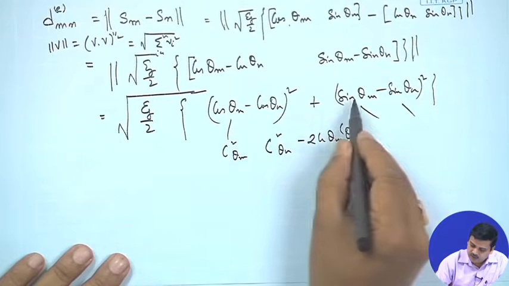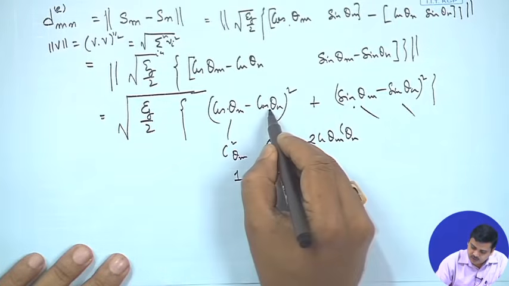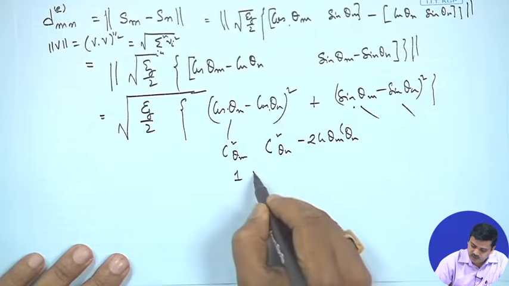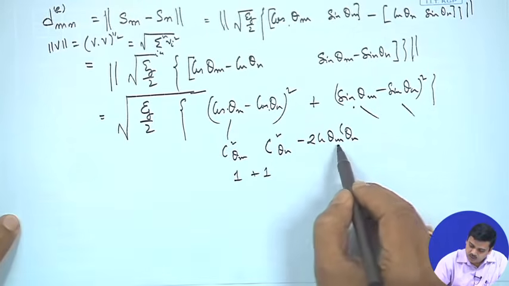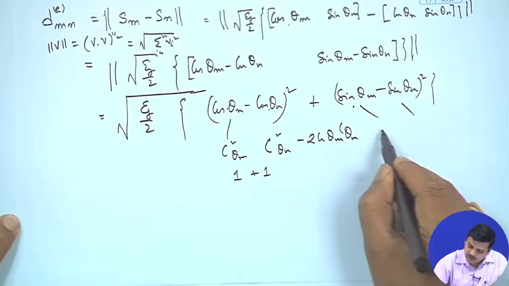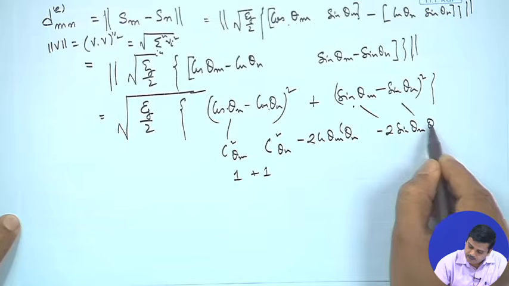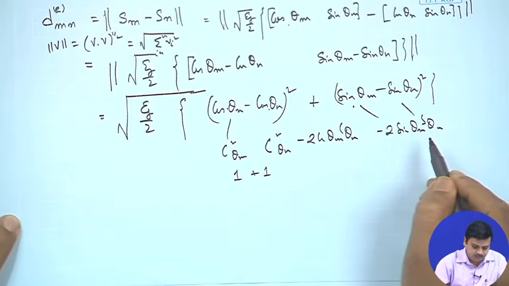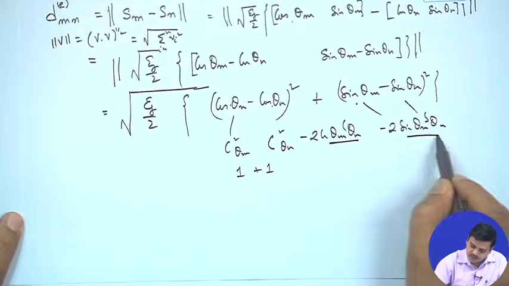If you collect the cos squared theta m and sin squared theta m, you are going to get a 1. If you collect cos squared theta n and sin squared theta n, you are going to get a 1. Then you will be getting a term 2 cos theta m cos theta n, and you are also going to get minus 2 sin theta m sin theta n.